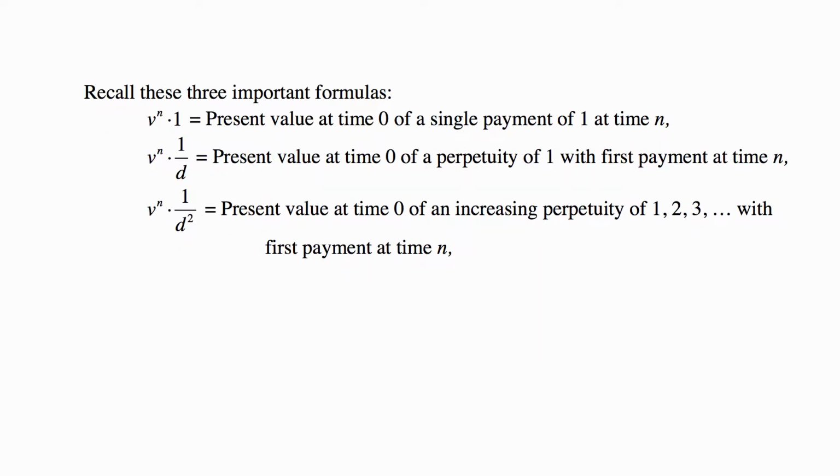Now recall these three important formulas. v to the n times 1 is the present value at time 0 of a single payment of 1 at time n. v to the n times 1 over d is the present value at time 0 of a level perpetuity of 1 with first payment at time n. And v to the n times 1 over d squared is the present value at time 0 of an increasing perpetuity of 1, 2, 3, and so on, with first payment at time n.